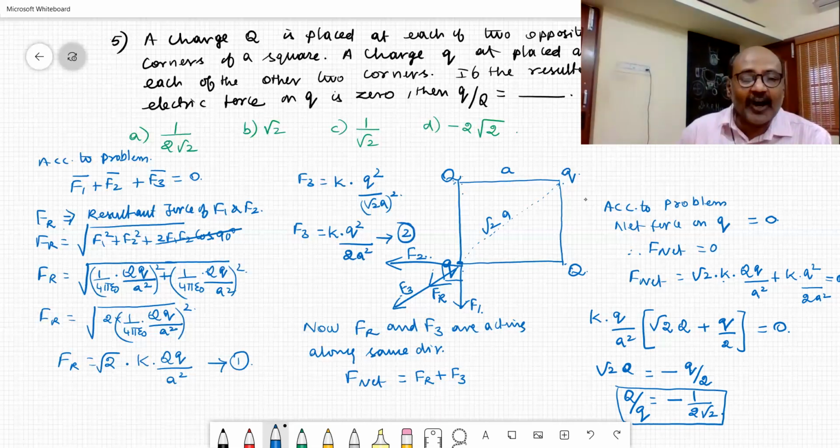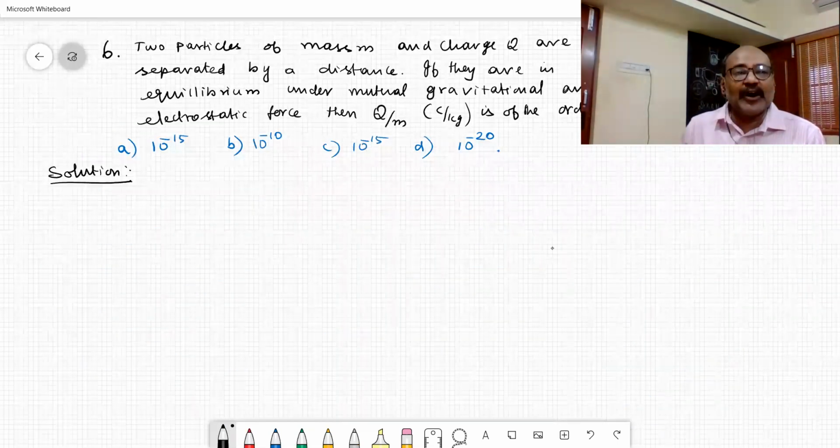So the first option is the answer. So A, the first option is 1 divided by 2 root 2. So using this, I can get this answer. Hope you should have understood this. So let us move on to the next problem.